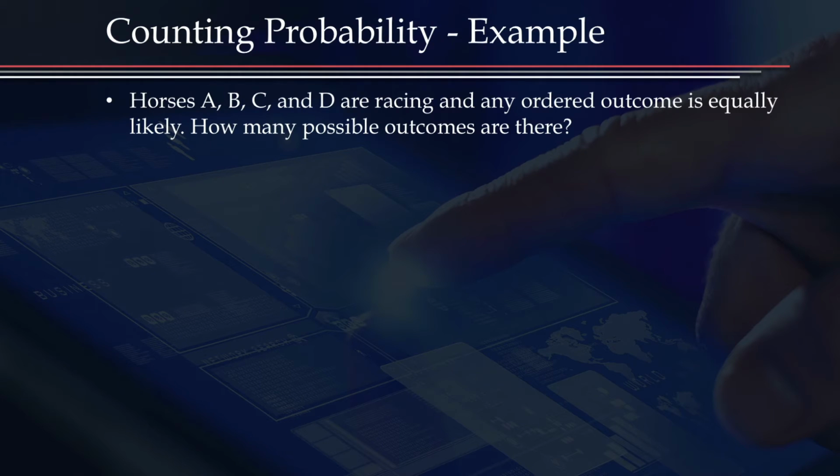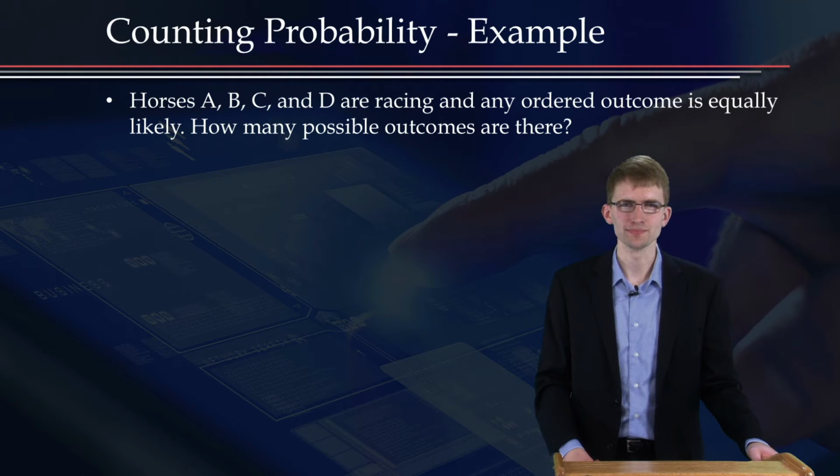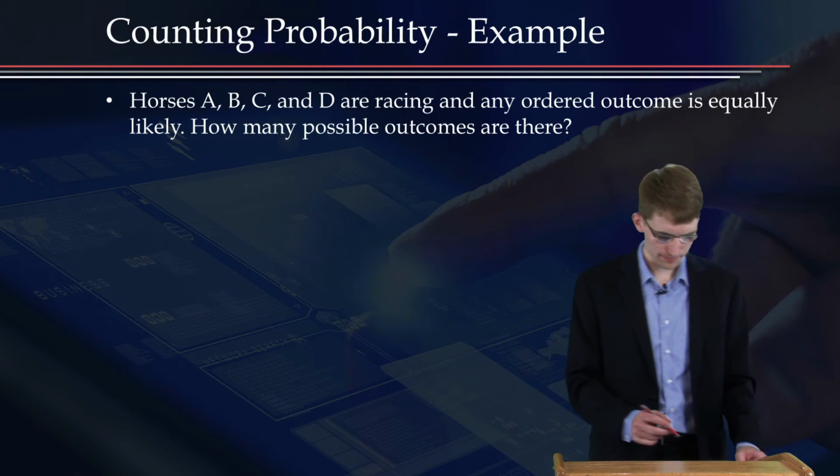So let's see another example where this can come up. Let's say you have horses A, B, C, and D, and they're racing, and any ordered outcome is equally likely. And we want to ask the question, how many possible outcomes are there? So let's write out what happens. Remember, we want the possible outcomes. And so I'm going to break this up into different stages. The first stage corresponds to the horse who comes in first. Now at this point I can think about this. There are 4 different options. Any one of the horses could come in first.